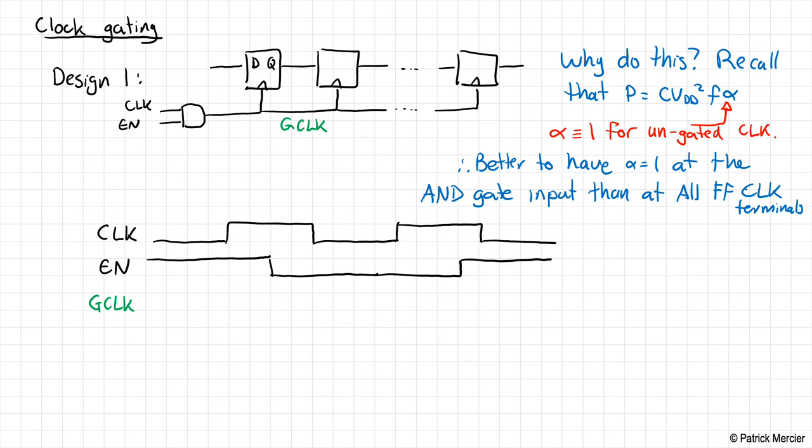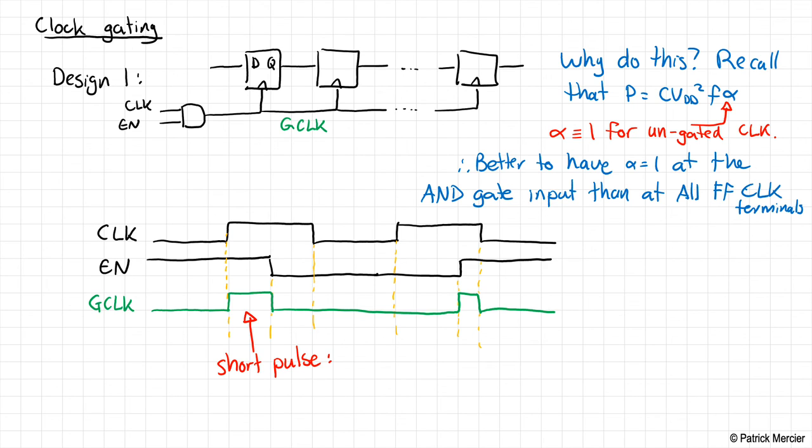Let's take a look at the gated clock here. The gated clock is nothing more than an AND gate. So what we can do is just draw dashed lines here at every possible edge and AND the results together. What we get here is a clock that looks something like this. There are some bad things happening here. First of all, this is a short pulse. It's not a 50% duty cycle. So this is bad. We don't like this. But we could possibly live with this.